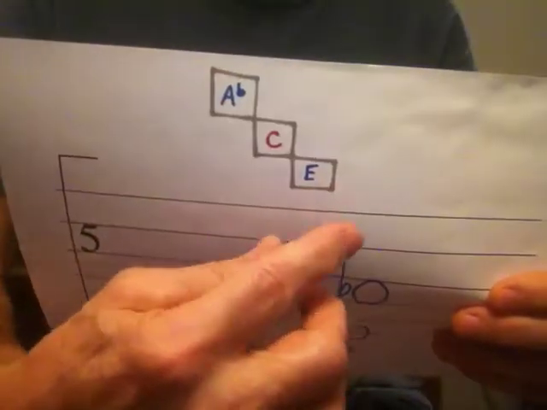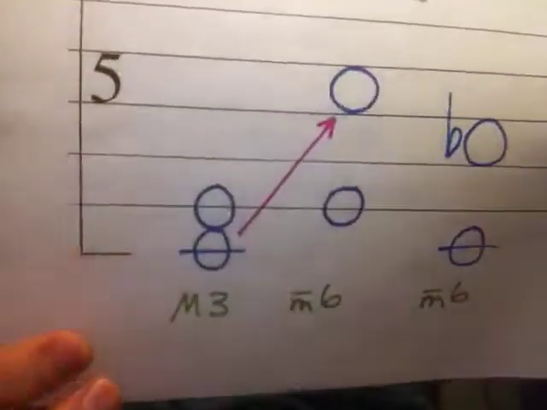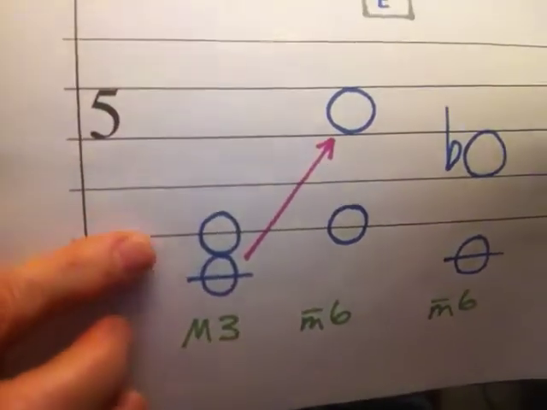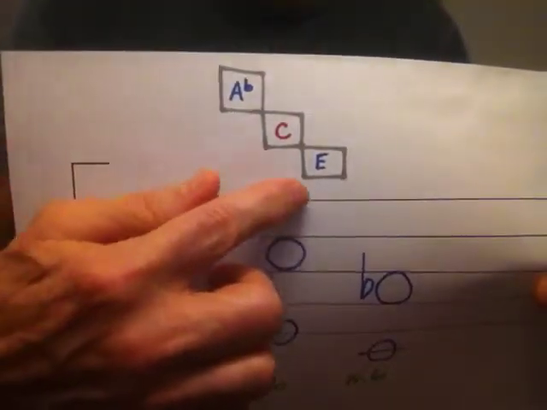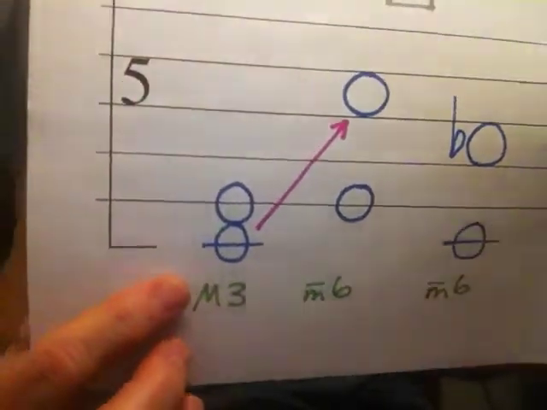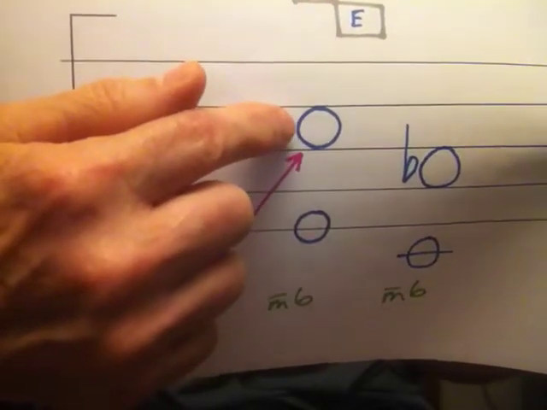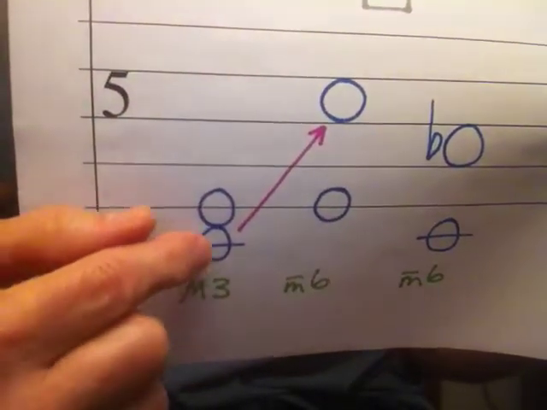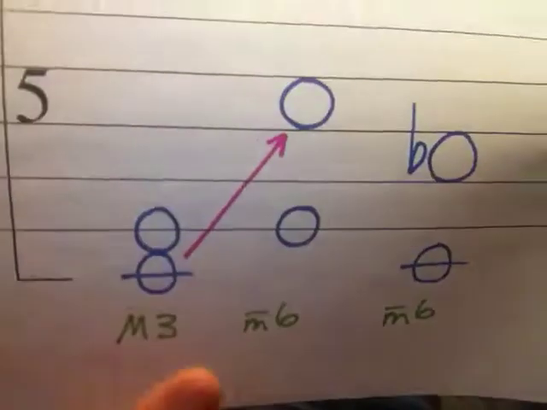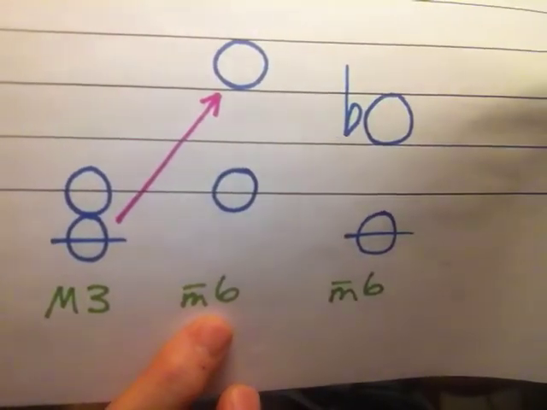Well, here we have that straight line. I mean, it's diagonal, but it's straight, all right? So what you have is your C and your E, and you have an interval of a major third. Now, when you take that C and you move it up above the E, now you have a relationship, an interval of a minor 6, okay?